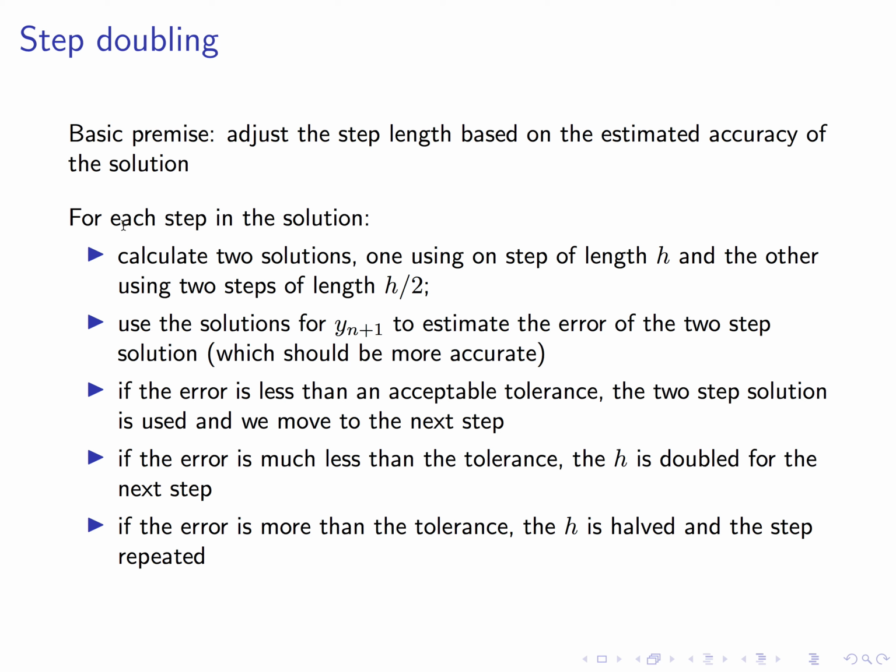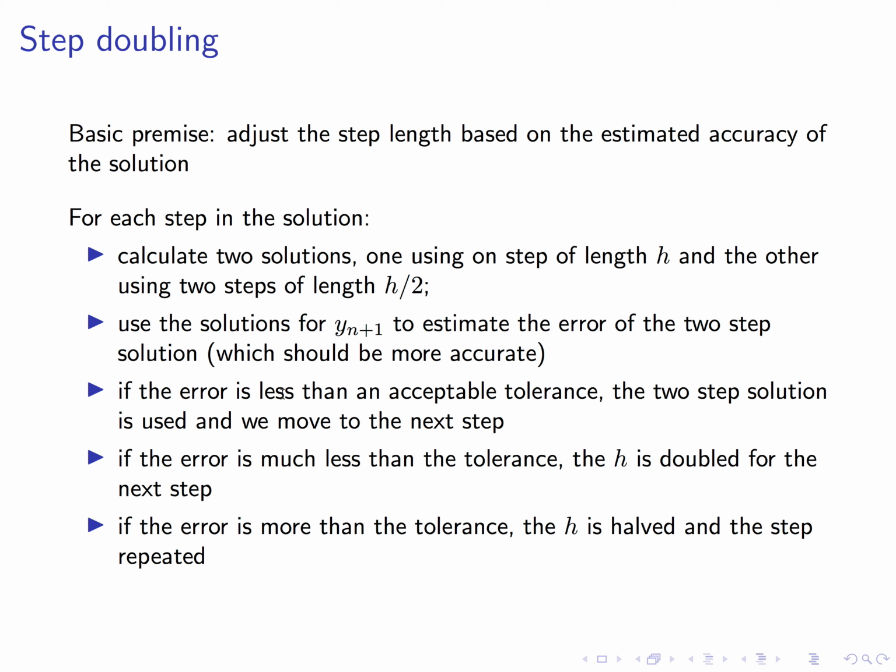Now, for each step in the solution, we calculate two solutions. One using a single step of length h, so that would be your usual application of the Runge-Kutta method, and the other we use two steps of length h over 2. So we've done 3 steps in total: 1 using step length h and 2 using step length h over 2. Then we use these solutions to estimate the error of the 2-step solution. It's assumed that the h over 2 solution should be more accurate than using step length h. So we estimate what the error is using step length h over 2.